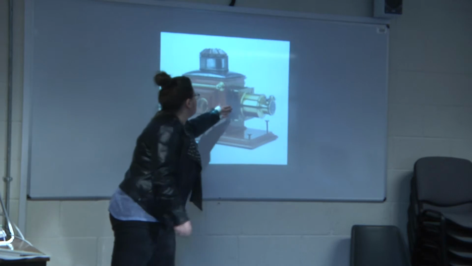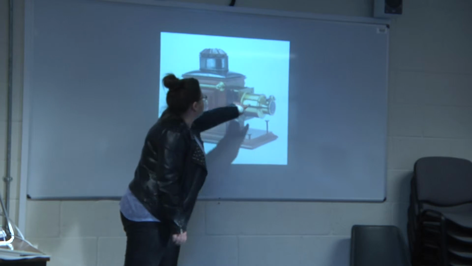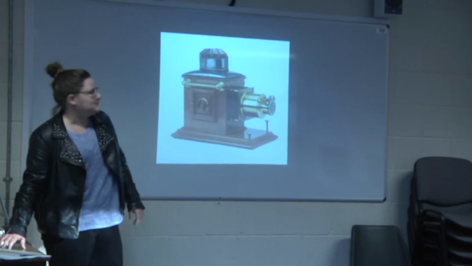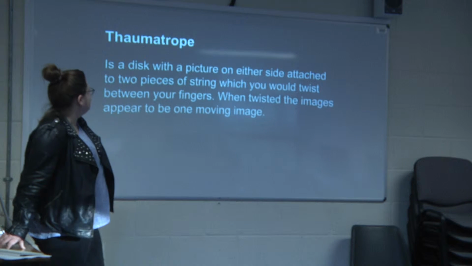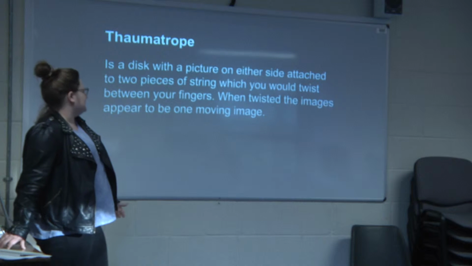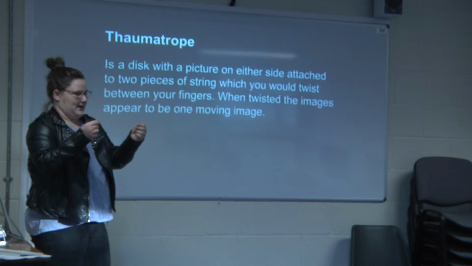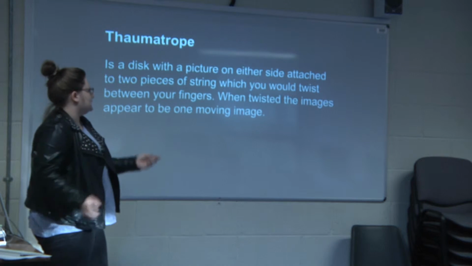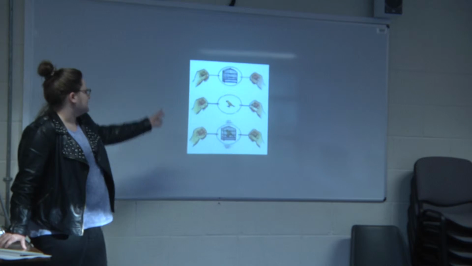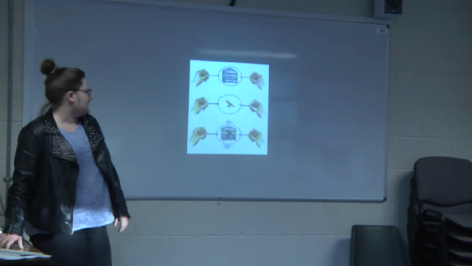Some of them, it's not film because it's paintings, but the slide would go through and they'd have different paintings on the slide. The thaumatrope: it was a disc with pictures on either side, attached to 2 pieces of string. They were quite popular with children, and you just spin the string and the 2 pictures would look like they were one. So there's an example there: bird, cage, bird, and then when it was spun you'd see the bird inside the cage.